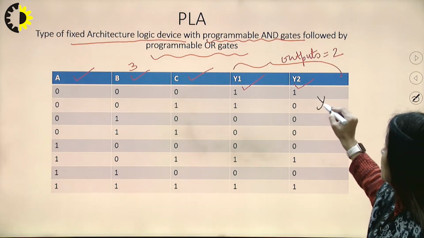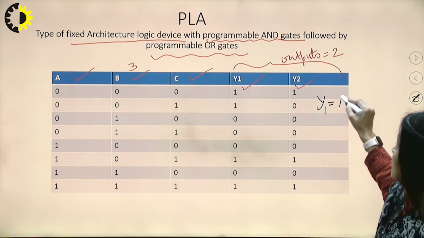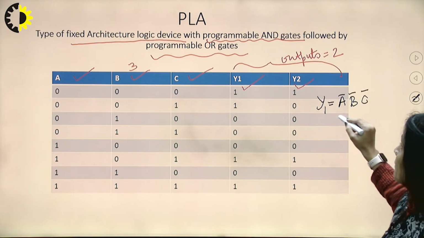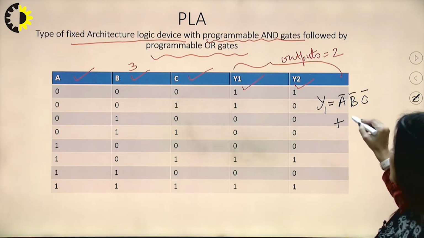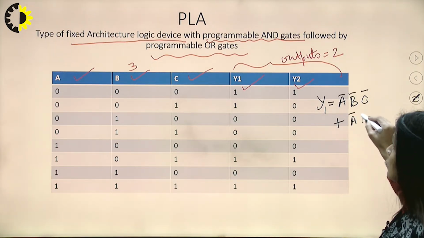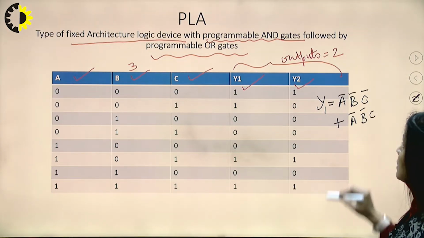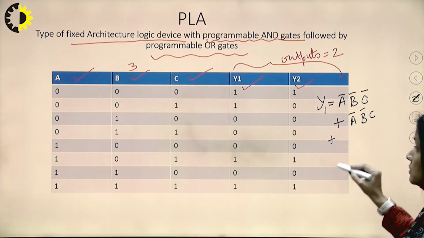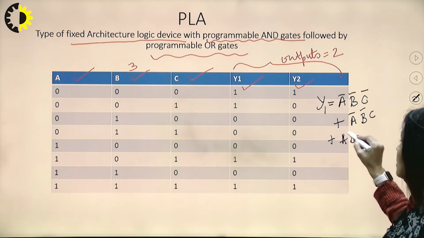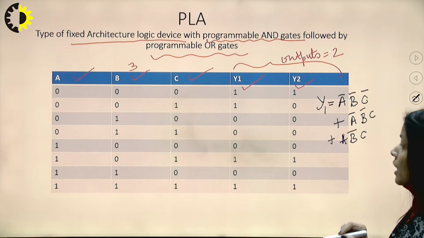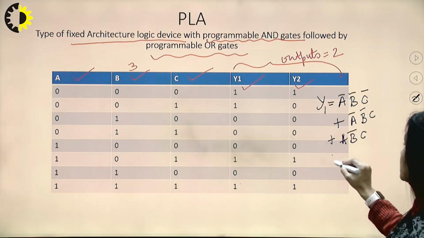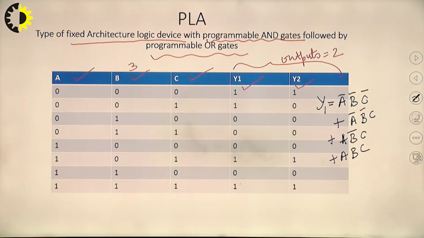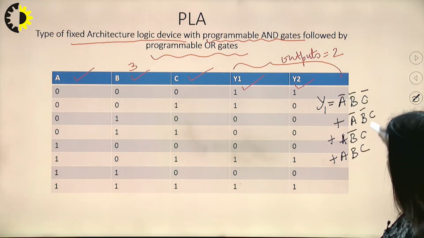So here Y1 will be equal to A bar, B bar, C bar, okay, plus A bar, B bar, C, plus A, B bar, C, and here also one we are having, that is plus A, B and C. Okay, so this is the expression for Y1.